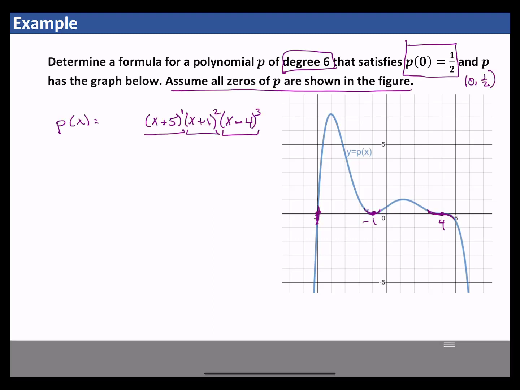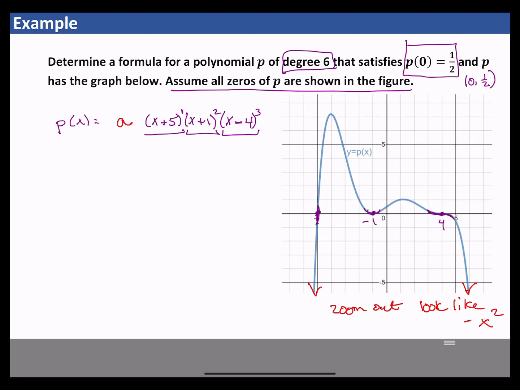So what we're going to do is try to find a value that would either stretch or compress the graph. And one thing we can note here is that because both ends go down, if we were to zoom out, this graph is going to look like negative x squared. And the key here is to think about the fact that that leading coefficient is going to be negative. So when everything's all said and done, this leading coefficient a should turn out to be negative.